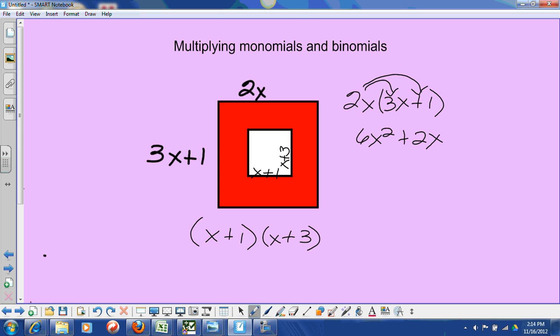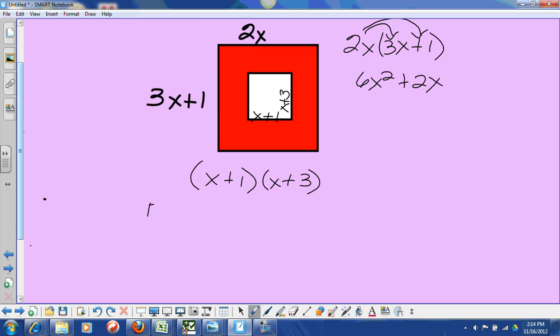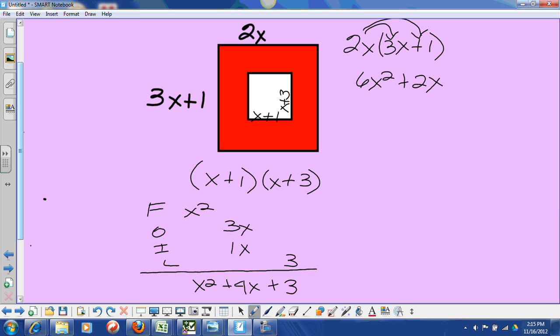So once again, we're going to use FOIL on this. So for FOIL, we've got our first terms, x times x equals x squared. We've got our outside terms, x times 3 is 3x. We've got our inside terms, 1 times x is 1x. And our last term, 1 times 3 is 3. When we total these up, we have x squared plus 4x plus 3.